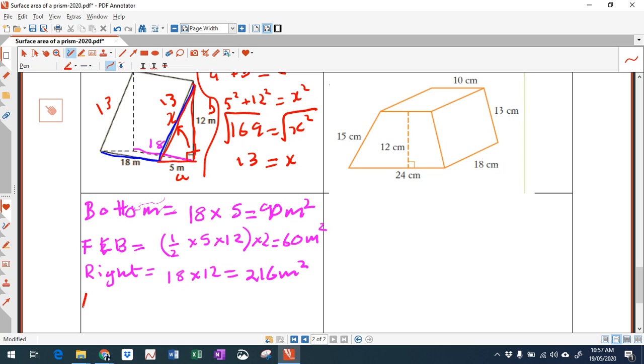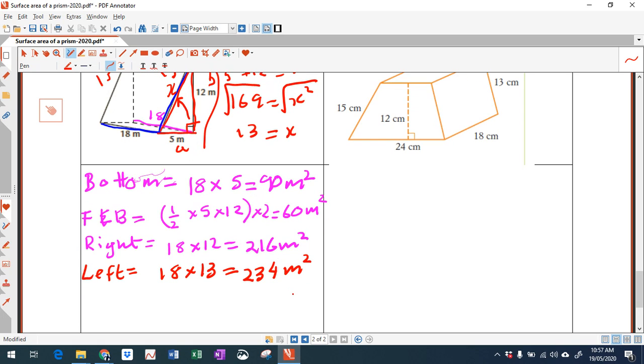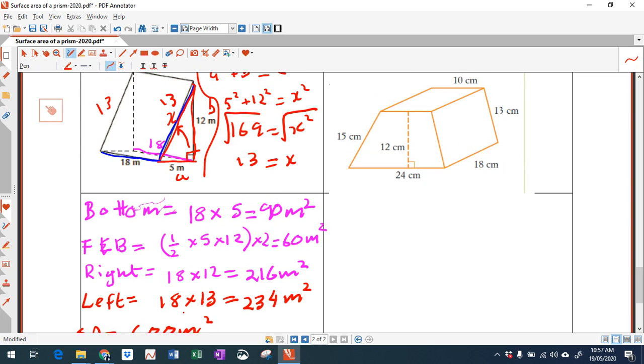So we're going to have the left side. Left side is 18 times 13. When you put that into your calculator, you're going to get 234 meters squared. Now you're in a position to find the total surface area. You just have to add up all of those numbers together. If you add 90 plus 60 plus 216 plus 234, you're going to get 600 square meters. Okay, so that's done.